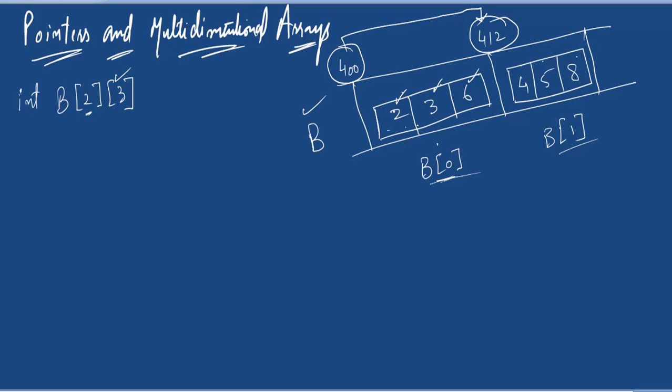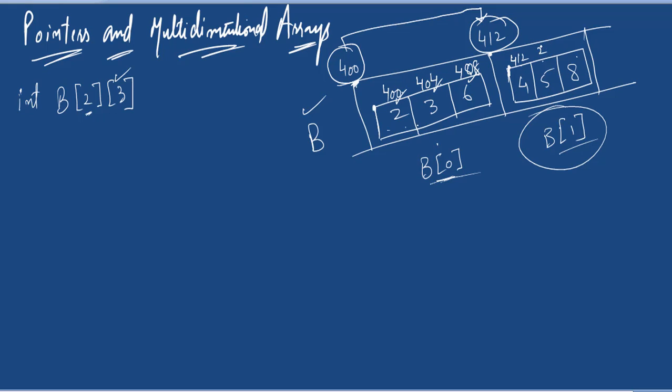This 2 is at the same location where this 400 starts. This 2 also starts at 400, so its address is 400. And this 3 has an address with a change of 4 bytes: 400 plus 4 is equal to 404, then 408, then 412. This also has 412 because this is the first element of the array contained by b1. So this 412 and this 412 start from the same location.